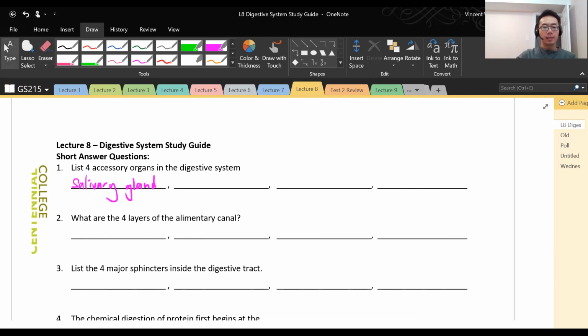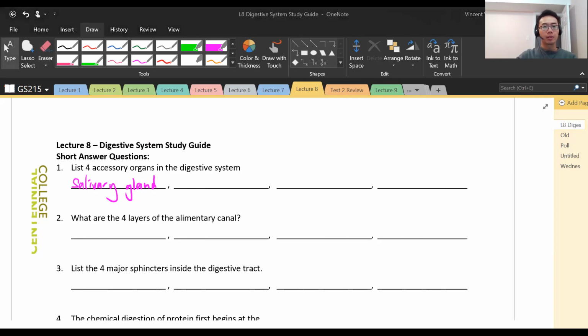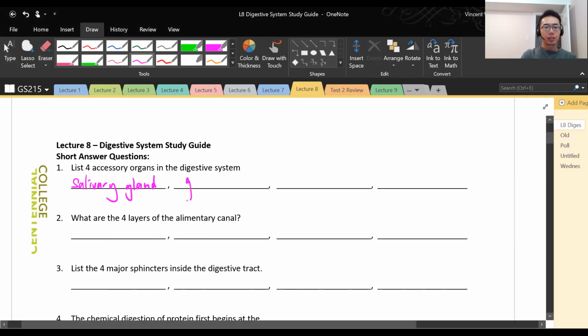Another accessory organ, anybody can help me out here? What's another accessory organ? Gallbladder. Gallbladder is correct. Liver. The liver, and pancreas. Yes, thank you all. Here are all the accessory organs.